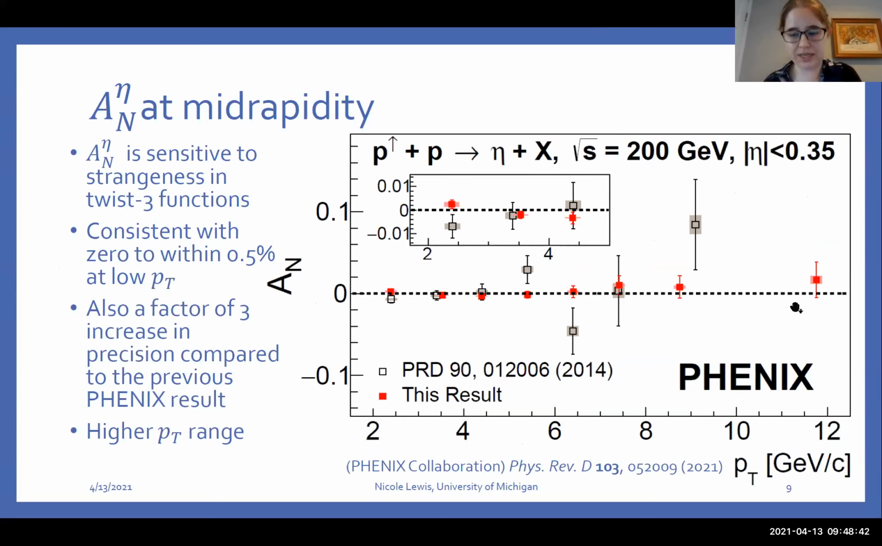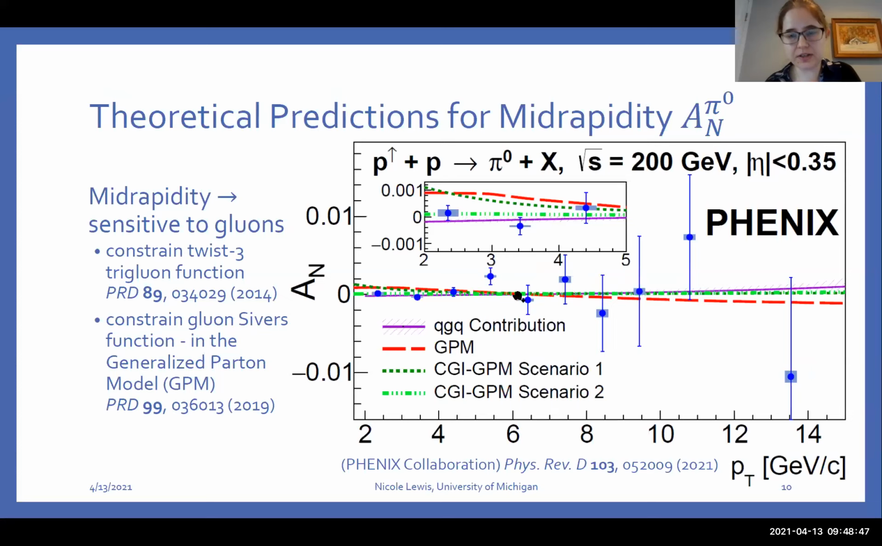If we're comparing these results to theoretical predictions, here is the same pi0 transverse single spin asymmetry result. This purple line is the quark-gluon-quark correlation function contribution. This prediction includes effects from both the initial state and final state. And Daniel is actually giving a talk on this tomorrow morning that will go through this in much more detail. So I recommend going to that.